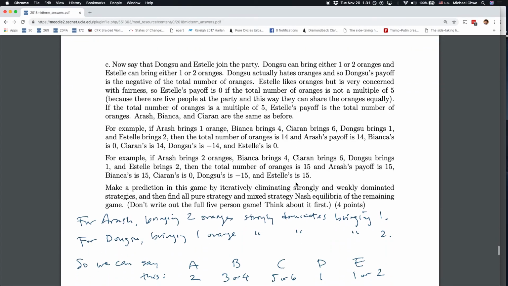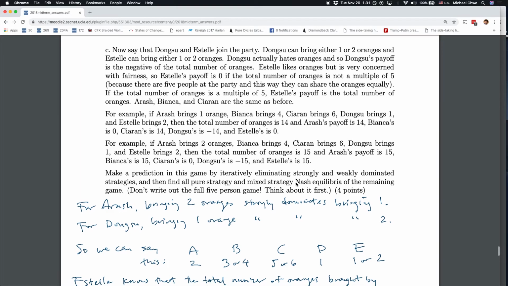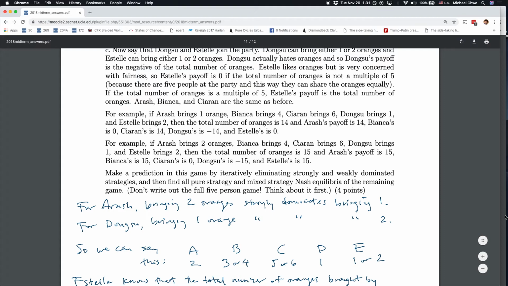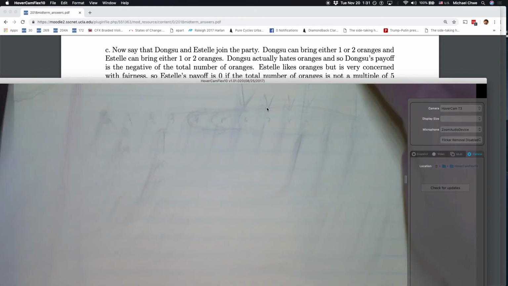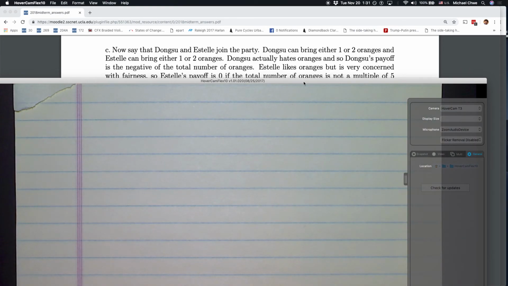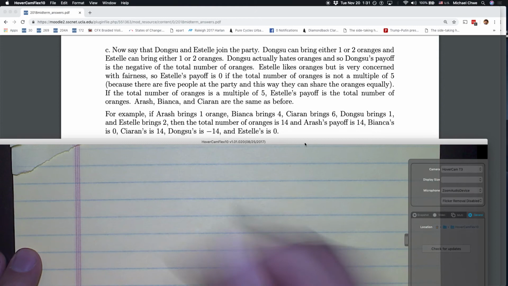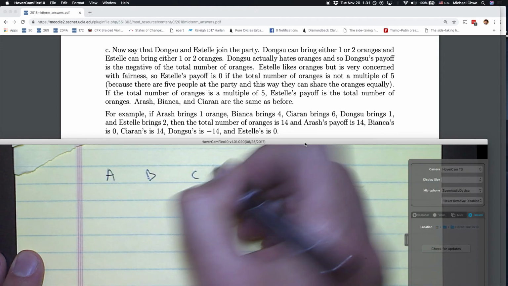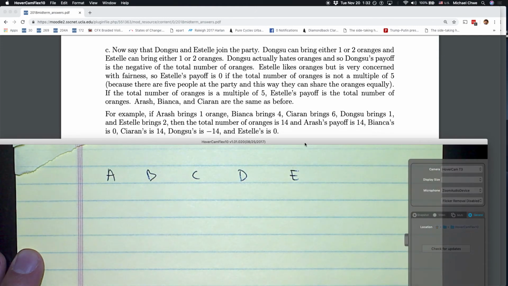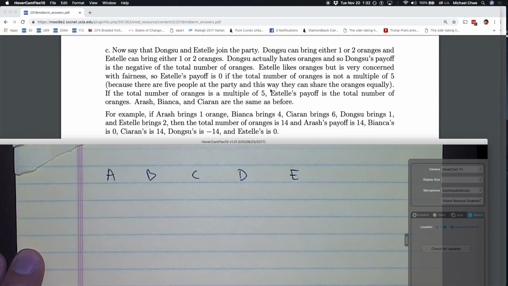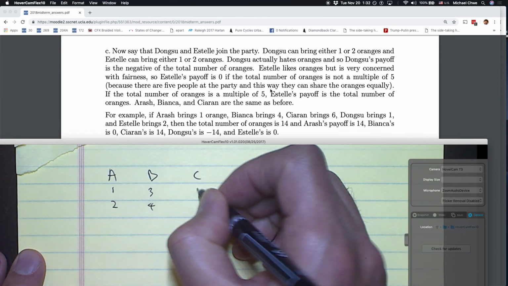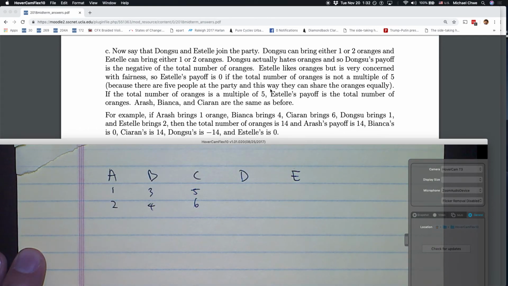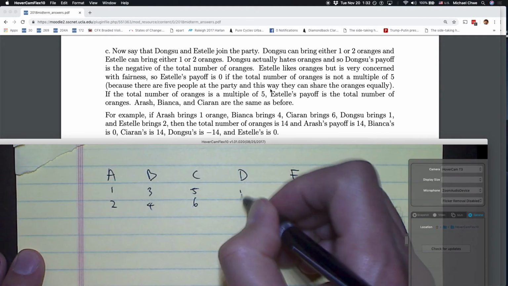All right, C. Do you guys do this? This took me a while to figure out. Okay, so is it Arash, Bianca, Sharon, Dongsu, Estelle? Okay, so Arash can either bring 1 or 2, right? Bianca 3 or 4, Sharon 5 or 6. Is that what it was? Yeah. And then Dongsu brings 1 or 2, Estelle 1 or 2.